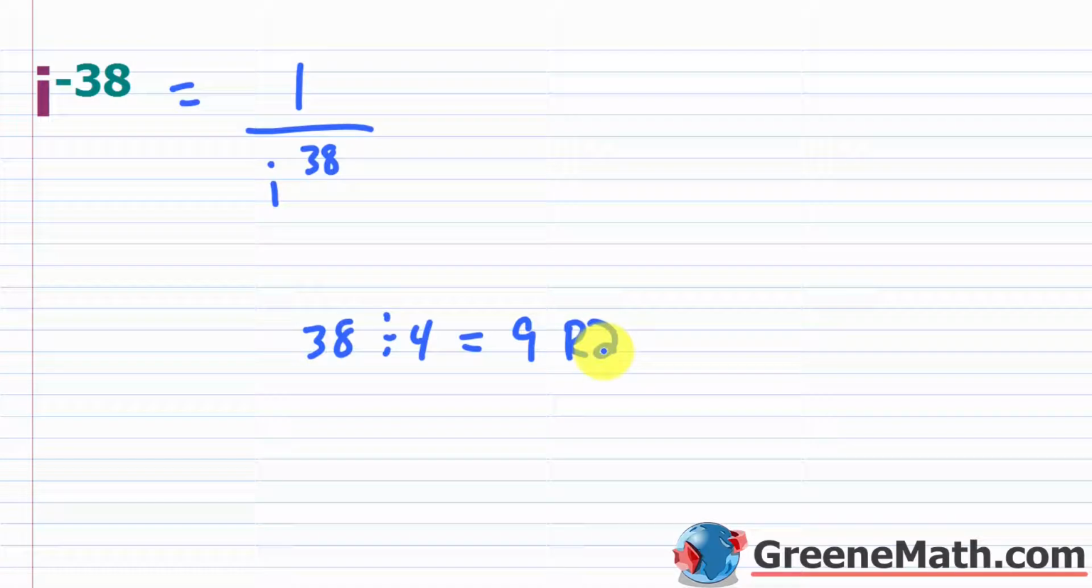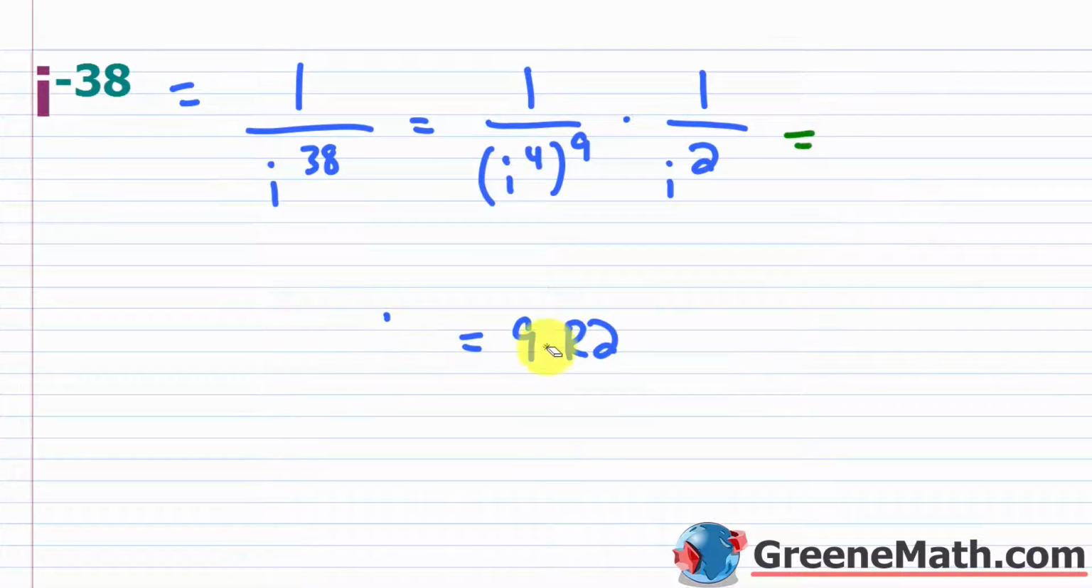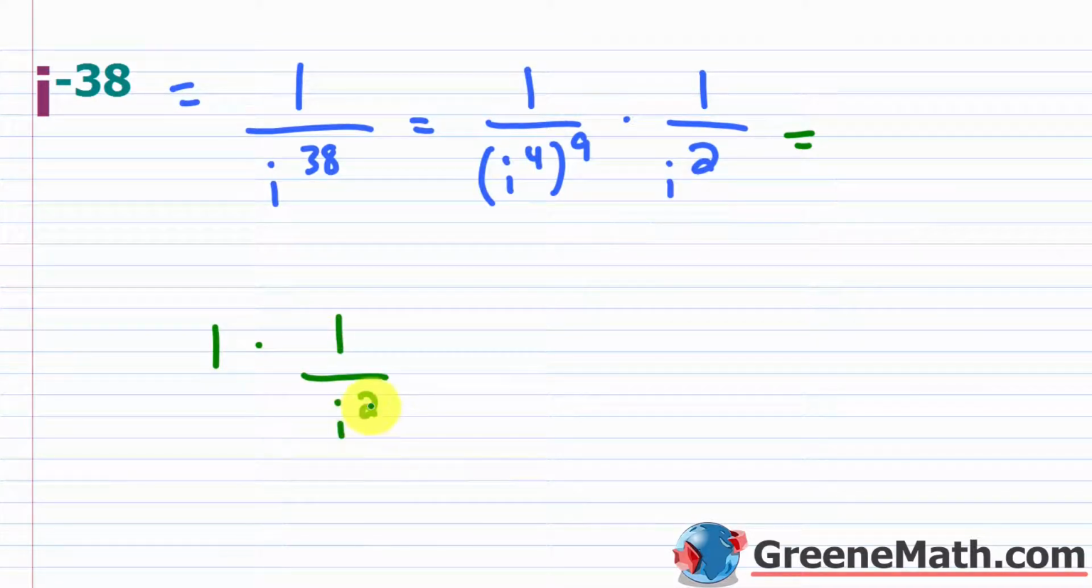So really I could write this. I could say this is equal to 1 over i to the 4th power raised to the 9th power, okay? Then I'll put times 1 over i raised to the power of 2, that remainder right there. Now, we know that this guy right here is 1, and 1 to the 9th power is 1. So I can just keep going like this and say this is 1 times 1 over i squared. i squared is negative 1, so I can say this is 1 times 1 over negative 1. So this just ends up being negative 1. Okay, so really easy to simplify this, but this is kind of a long way to do it.